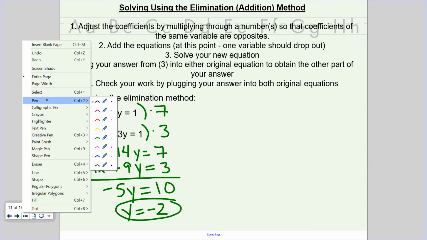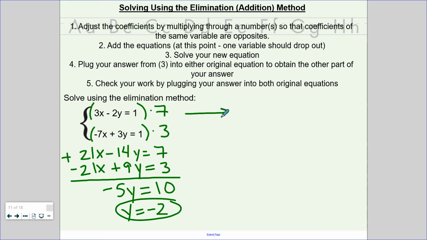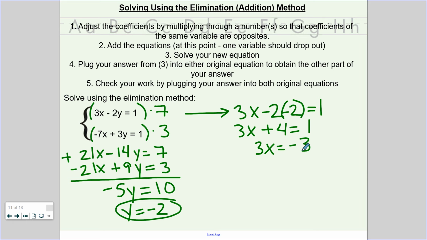Plug that back into either original equation. Let's say I use the top one, 3x minus 2 times negative 2 equals 1. 3x plus 4 equals 1. Subtract the 4, negative 3, x is negative 1. Final solution, negative 1, negative 2.